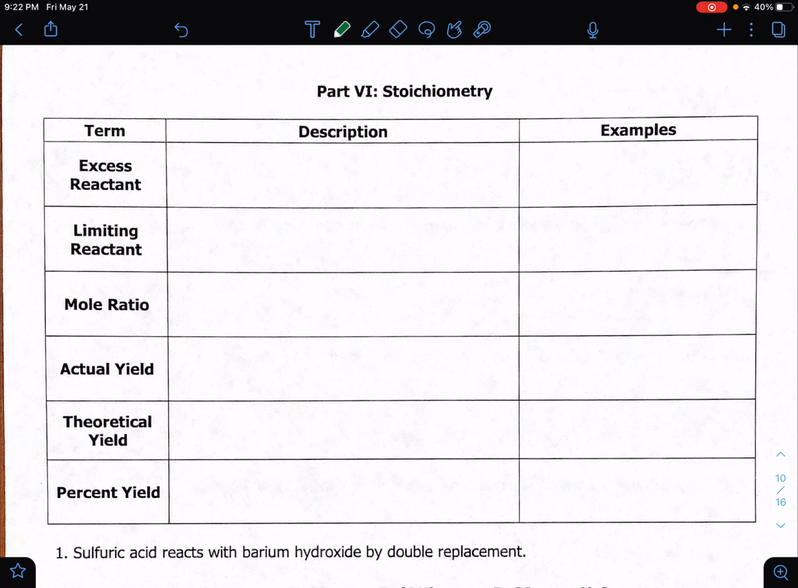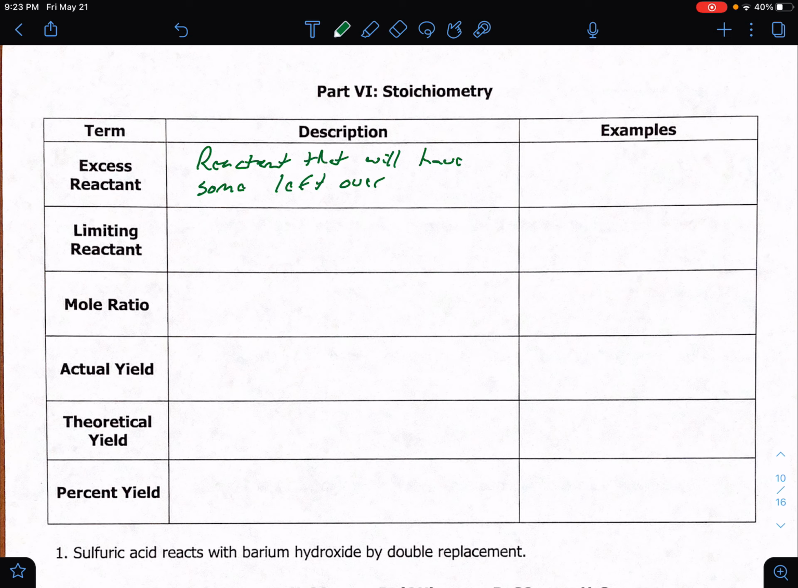Okay, so again, on definitions, we're kind of just going to get the gist of them. Excess reactant. That is the reactant that's going to have some left over. The reactant that will have some left over.